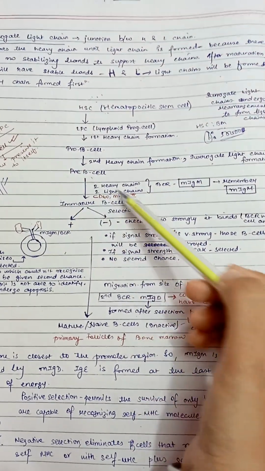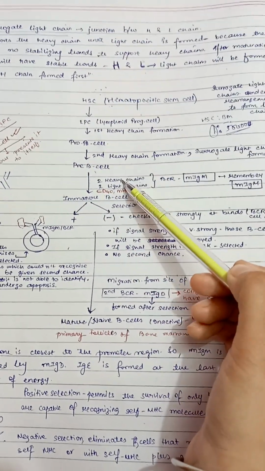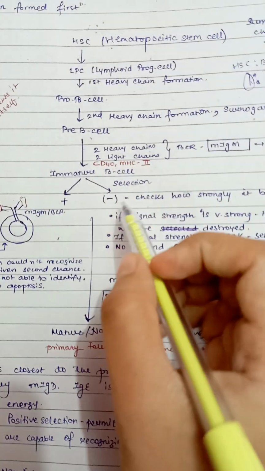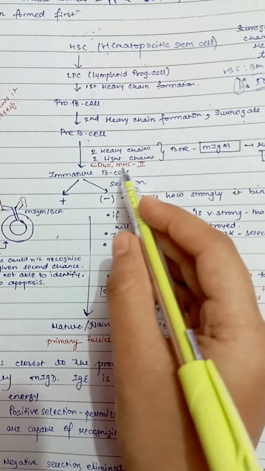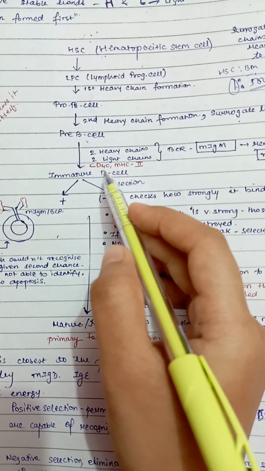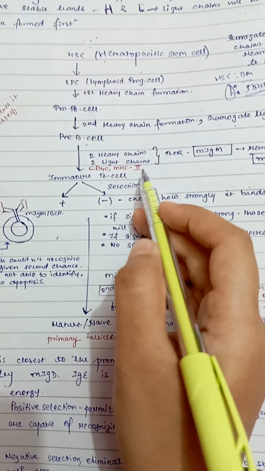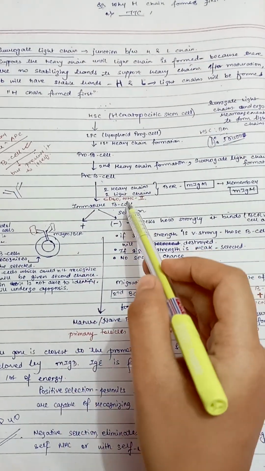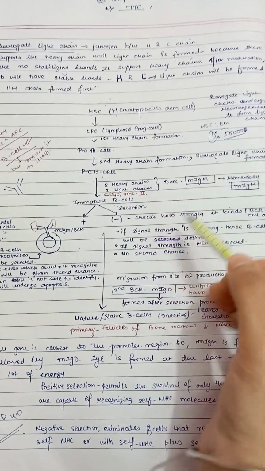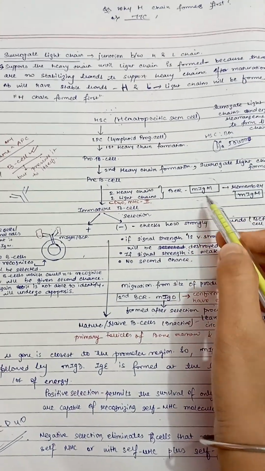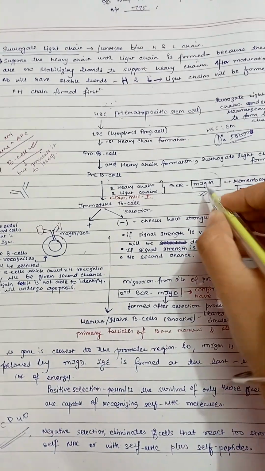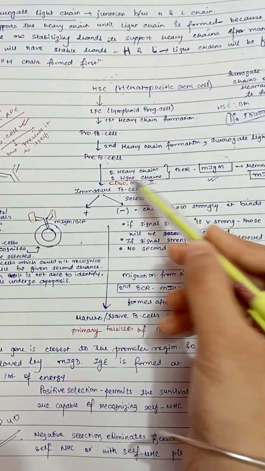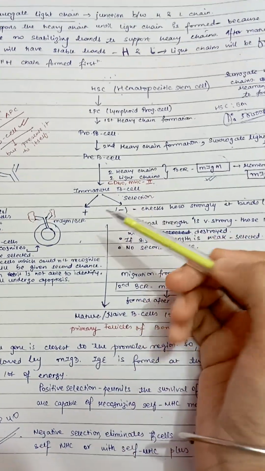By this time the immature B cell will have two heavy chains and two light chains. It will also have surface markers present on the immature B cell, that will be CD40 and MHC class 2 molecules. The first BCR that will be formed is MIGM. You should remember this, it is very important for competitive exams as well. Now it is an immature B cell.